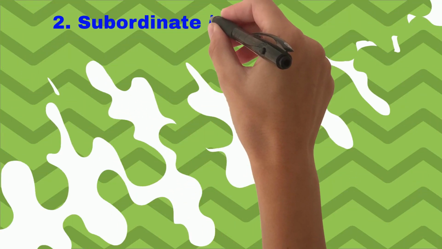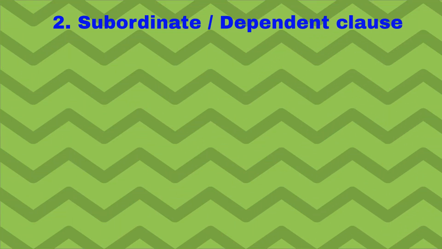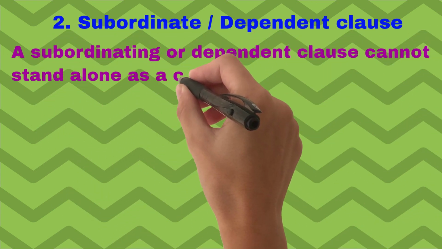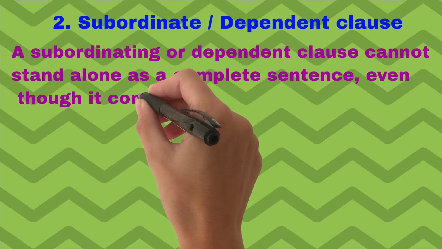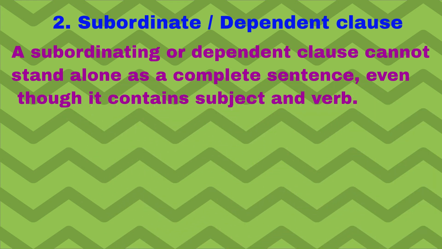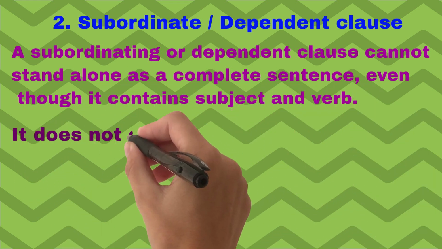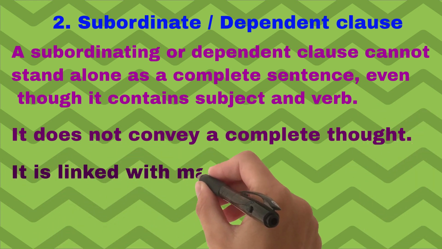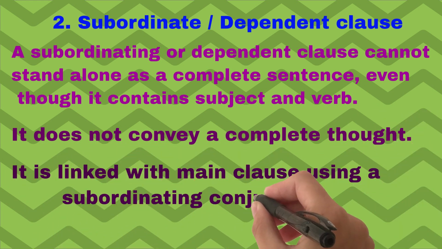Next is subordinate or dependent clause. A subordinating or dependent clause cannot stand alone as a complete sentence, even though it contains subject and verb. It does not convey a complete thought. It is linked with main clause using a subordinating conjunction.